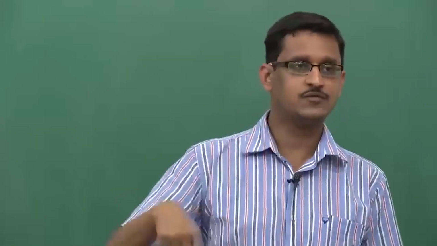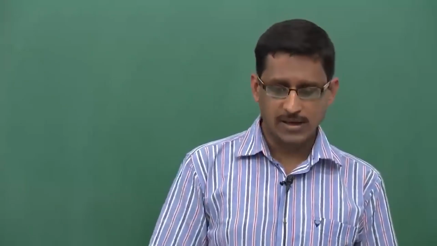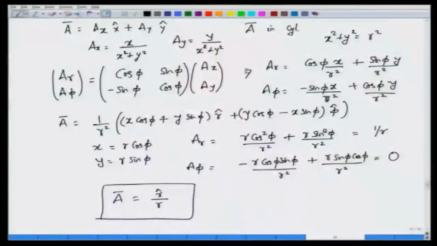There are an infinite number of choices. Yet my vector A, which was originally ax x hat plus ay y hat, is actually giving me a component only along r. There is no mention of a phi component. The phi component is 0 in this case. Z of course is also 0 in this case.